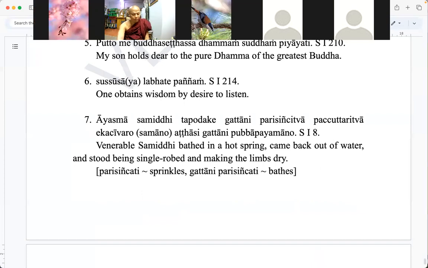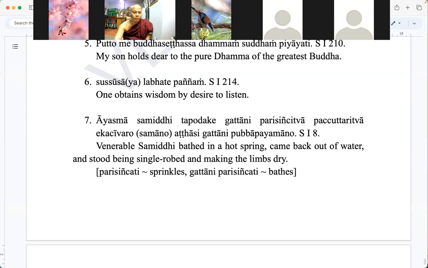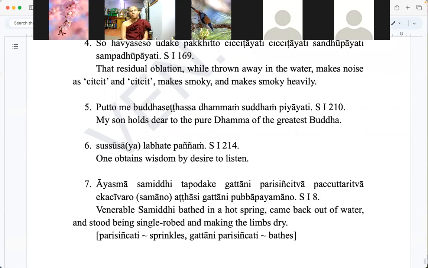Okay, hello. Yes, Bante, for number 6, sususa lapate panyang. So for lapate here, Bante, what is its function?